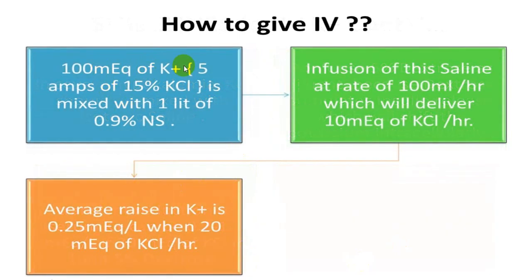100 milliequivalent of potassium, that is 5 ampules of 15%, is mixed with 1 liter of 0.9 saline, and this saline infusion is given at 100 ml per hour. When you are giving 100 ml per hour, you are approximately giving 10 milliequivalent of potassium chloride per hour. An average rise will be 0.25 milliequivalent when 20 milliequivalent of potassium is given in 1 hour, so you will be elevating by 0.2. But still you will have to have regular checkups by blood as well as by ECG.